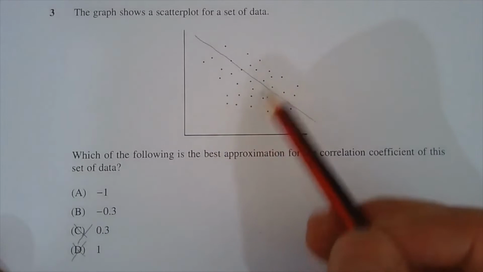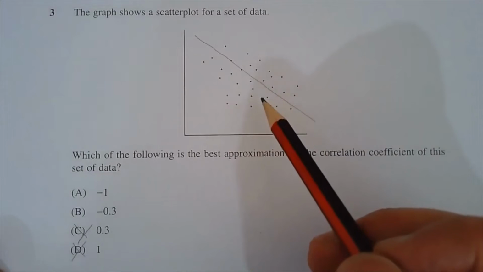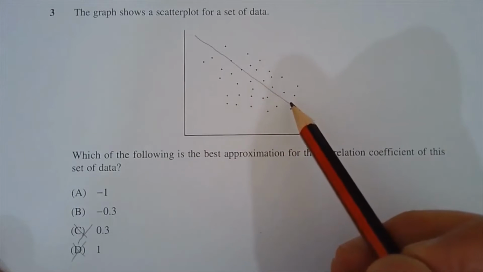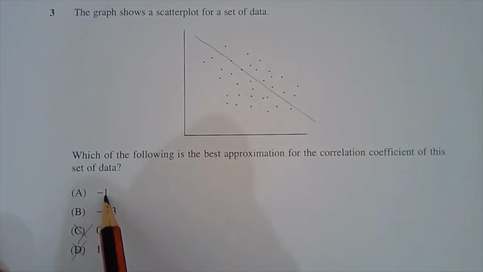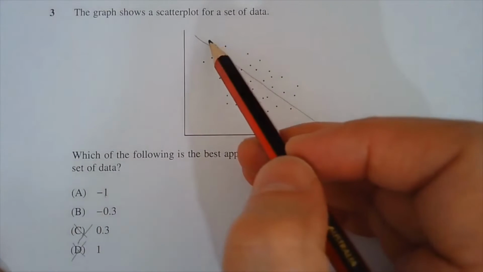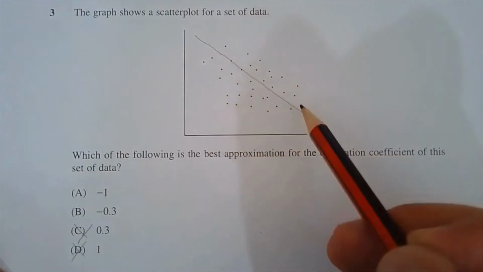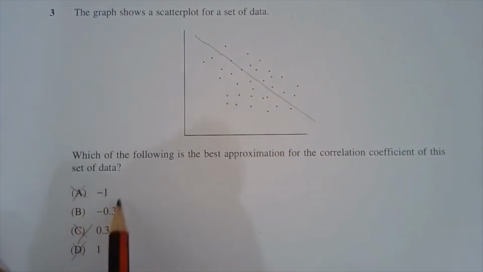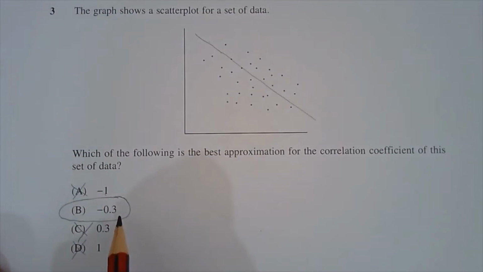The points are reasonably far apart from the line. -1 implies a perfect correlation. In other words, all the dots lie on the line itself. So it certainly can't be A. -0.3 makes sense. This implies a weak negative correlation. Option B.